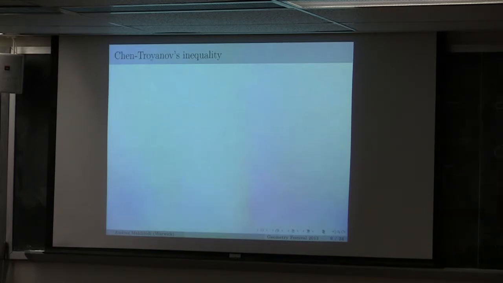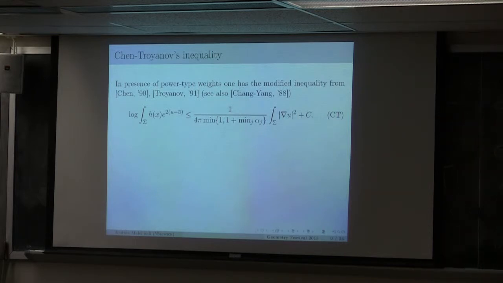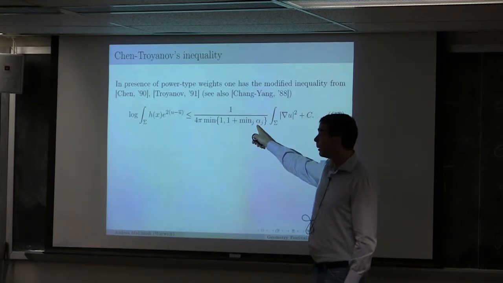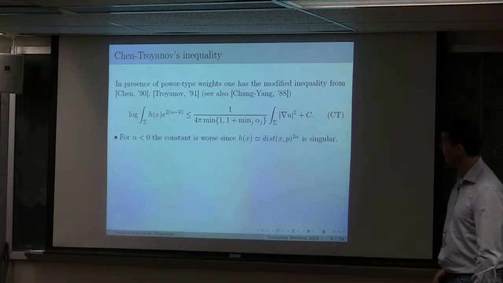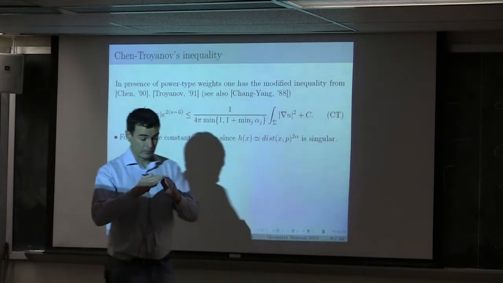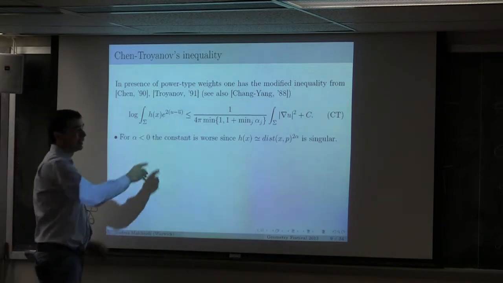All right, but here there is a weight function, which behaves in this way. The best constant was found by Chen and Troyanov, and there is also some related work by Cheng and Yang in domains of the plane. Here is the best constant. It depends on the weights alpha_j in front of the singular points. Let me comment on this. When alpha is negative, which means you have locally a cone with opening angle less than 2 pi, h of x is a singular term.